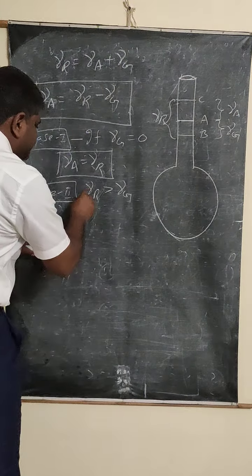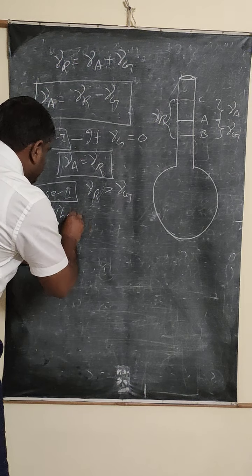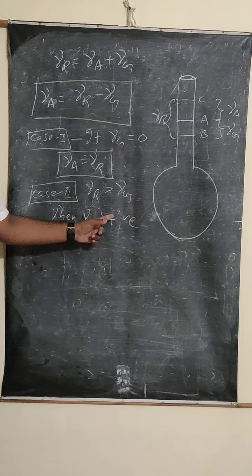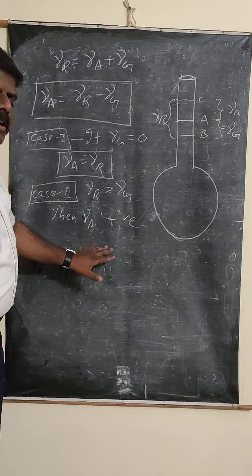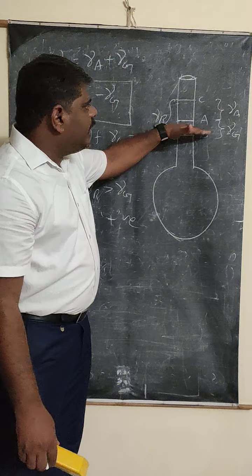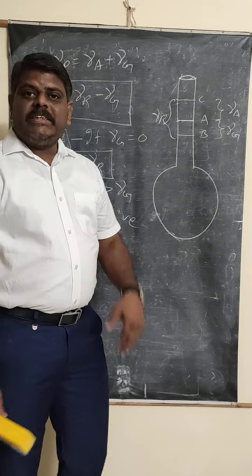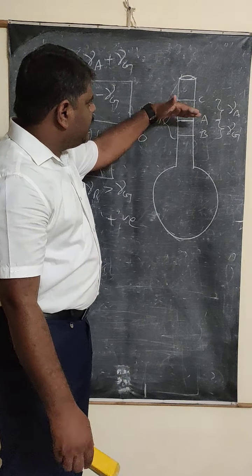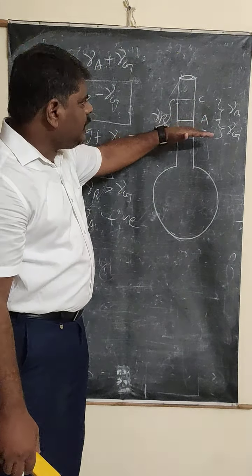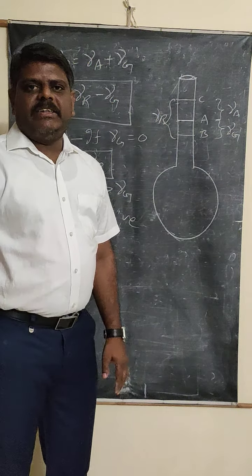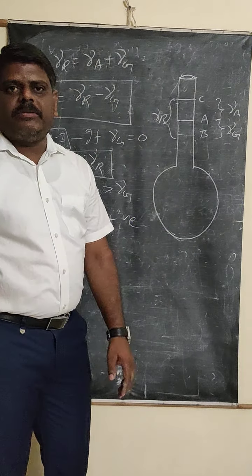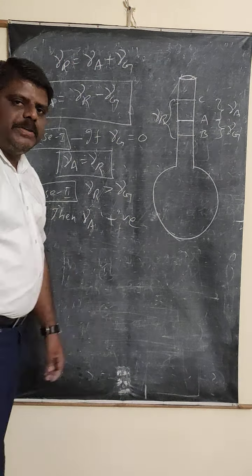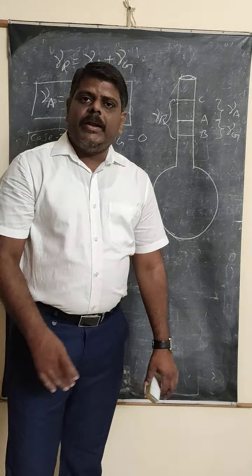That means if this condition is satisfied, gamma a is positive. If gamma a is positive, then what happens? The liquid level rises. Because gamma a is positive, the liquid level does not stop here. The liquid level increases. This is a very important point you have to remember. If gamma r is greater than gamma g, then gamma a becomes positive and the liquid level in the container rises.